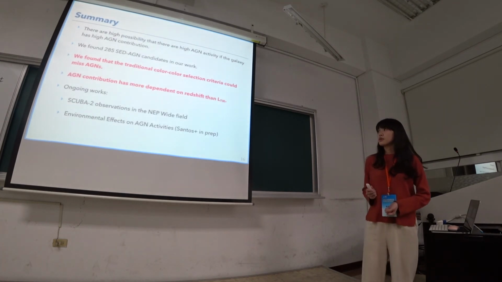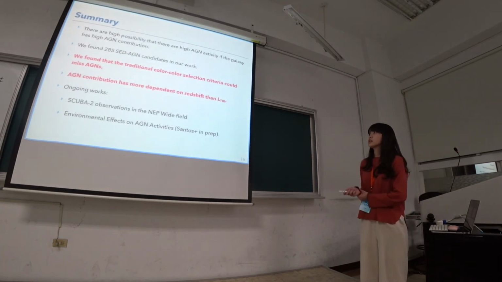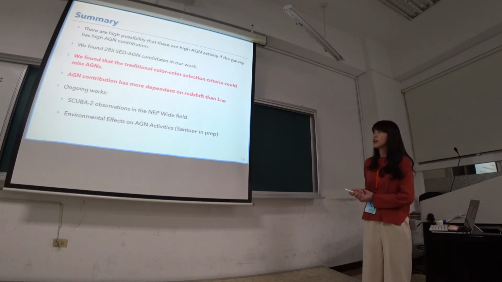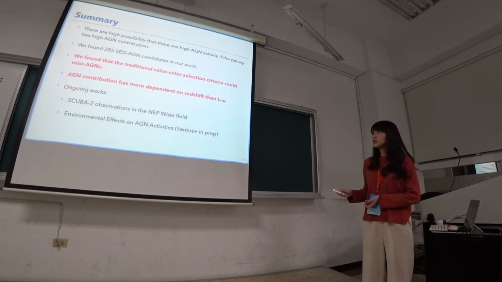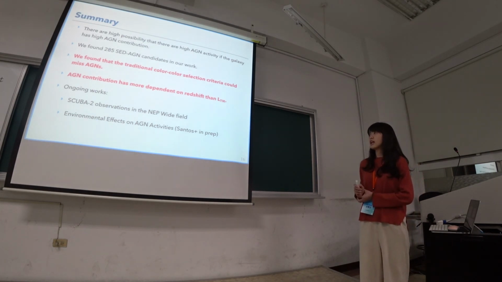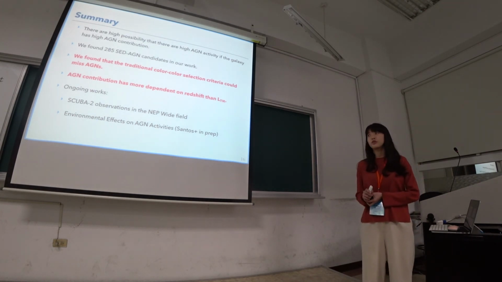So this is my summary. There is a high possibility of high AGN activity if the galaxy has high AGN contribution. We have found there are 285 SED AGN candidates in our work. We found that the traditional color selection criteria may miss AGNs. And AGN contribution depends more on redshift than on total infrared luminosity.